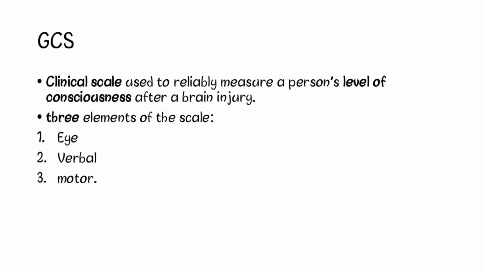Hey everyone, in this video we are going to talk about what a Glasgow Coma Scale is, also known as GCS. The Glasgow Coma Scale is a clinical scale that is used to reliably measure a person's level of consciousness after a brain injury. The GCS assesses a person based on their ability to perform eye movements, speak and move their body, and these three behaviors make up the three elements of the scale, that is the eye, verbal and motor.